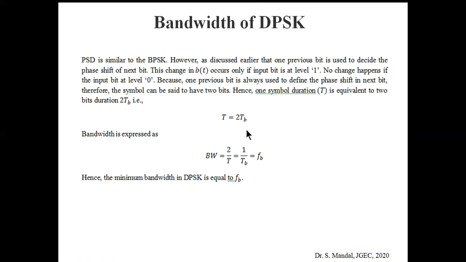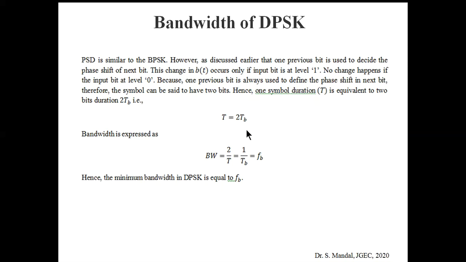So the corresponding mathematical equation for the DPSK is given by plus minus Ac cos 2 pi fc t, so the corresponding PSD is similar to that of BPSK. However, it is interesting to know that in case of DPSK, the change occurs only when the corresponding bit level is 1, and there is no change when the input is 0. So obviously you can conclude that one previous bit is always used to define the phase shift of the next bit. Therefore the symbol can be said to have two bits.